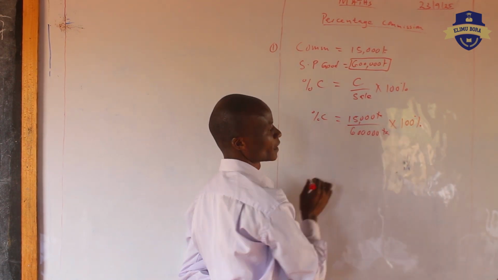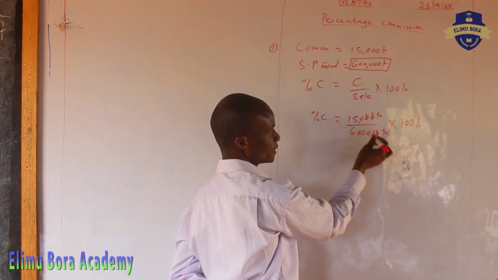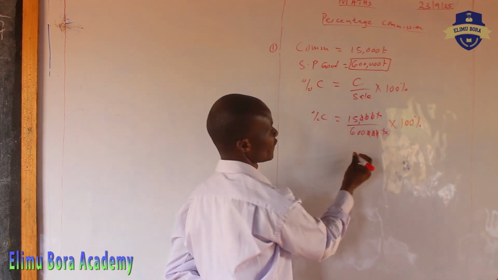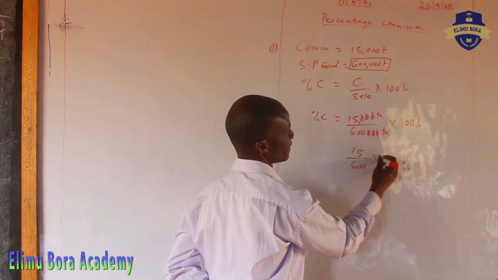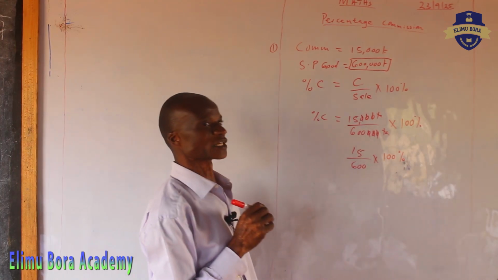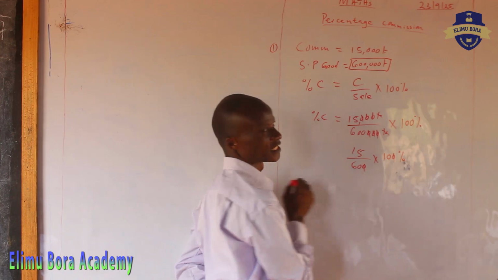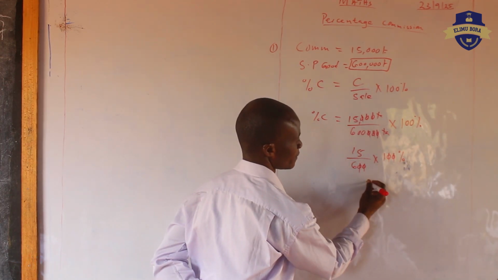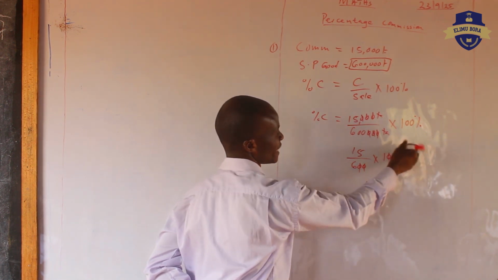So how do you work it out? We are having 15 out of 600 multiplied by 100%. Then this one can go with this one, and this one by this one. So what do we have? 15 out of 6, but now this is percent.